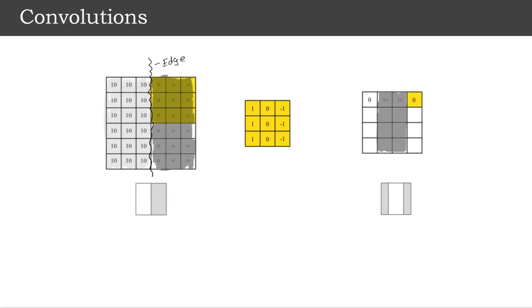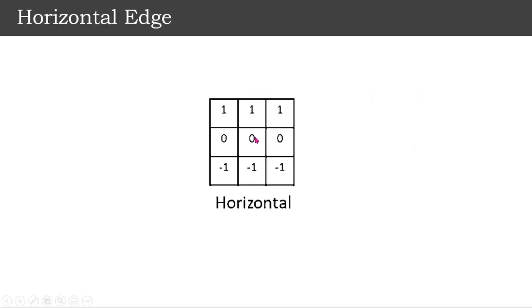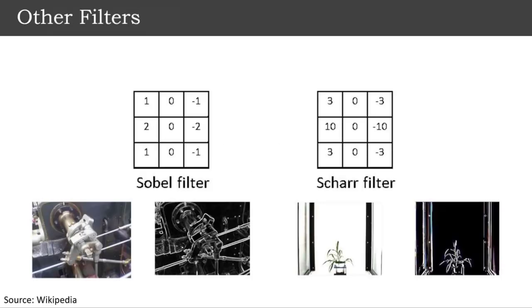Similarly, if you want to detect horizontal edges, you need a filter that looks like this: 1 1 1, 0 0 0, minus 1 minus 1 minus 1. When this filter goes over the input image, it will detect all the horizontal edges. It doesn't matter how many, it will detect the horizontal edges in the data or image. Similarly, there are more filters in the world which can do even more things. For example, the Sobel filter can detect both horizontal and vertical edges and even more. If this is the input image, this comes out as the output image, where both edges are detected.